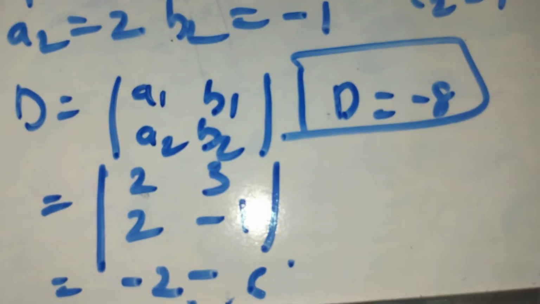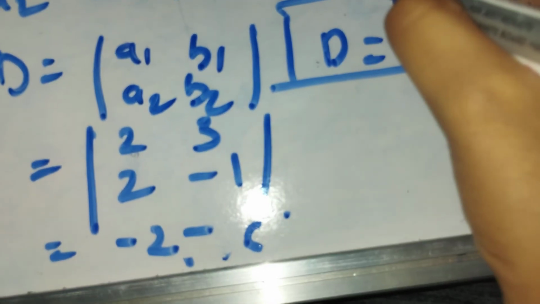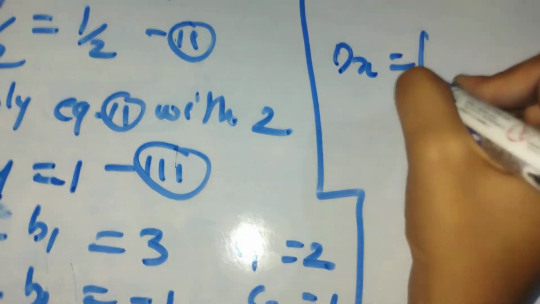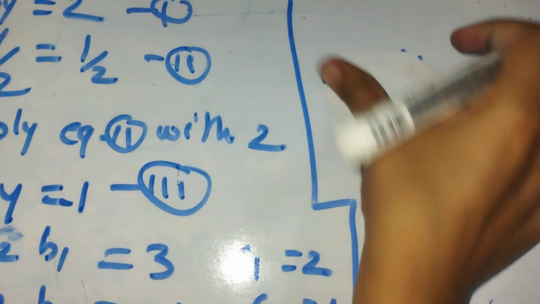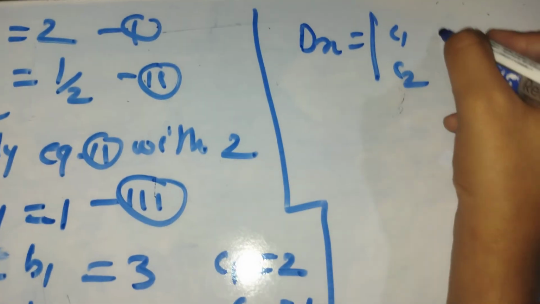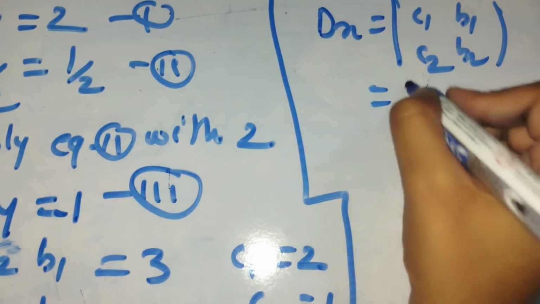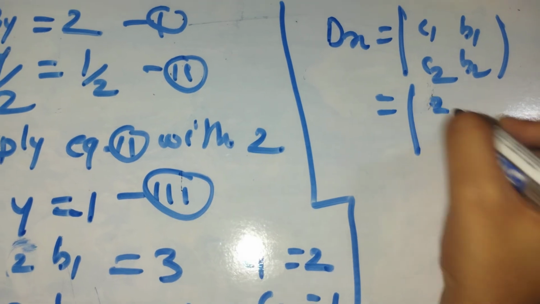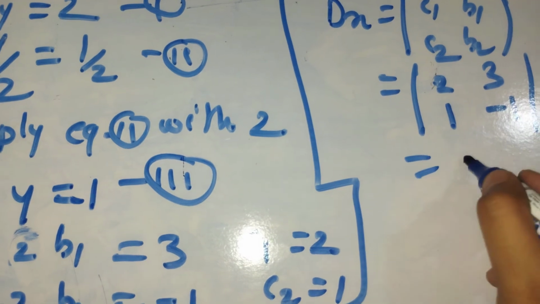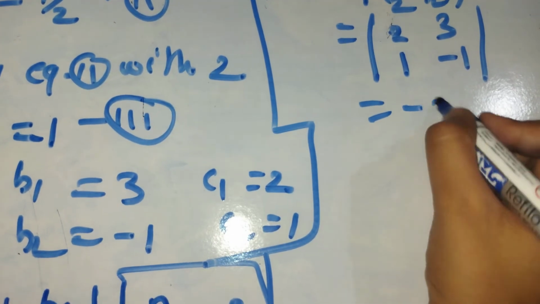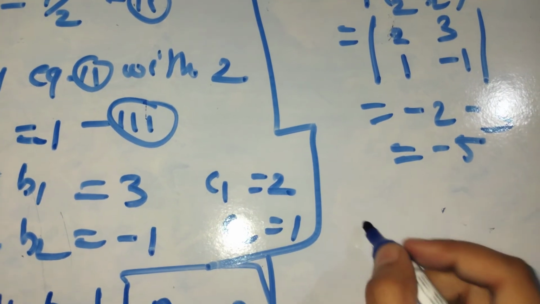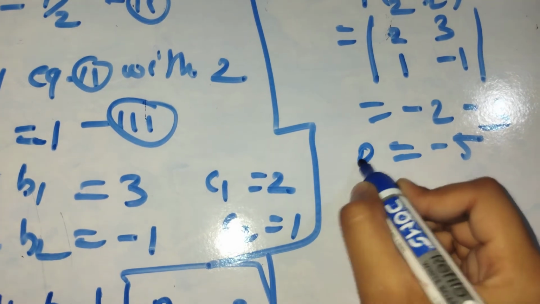Now we have to find dx. Okay, so dx is c1 in the place of a, so here we write dx as c1, c2, b1, b2. c1 is 2, c2 is 1, b1 is 3, b2 is -1. So 2 multiplied with -1 is -2, and minus is the formula sign, 3 times 1 is 3, so you get -5. Okay, and this is your dx.